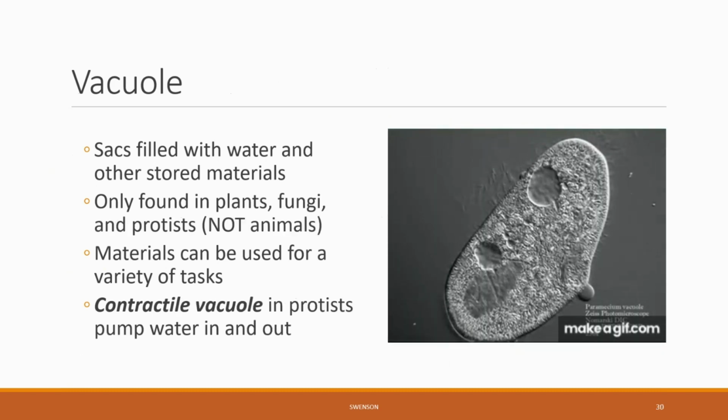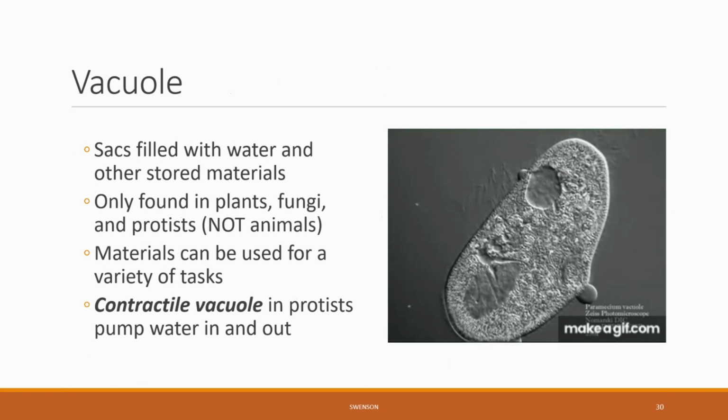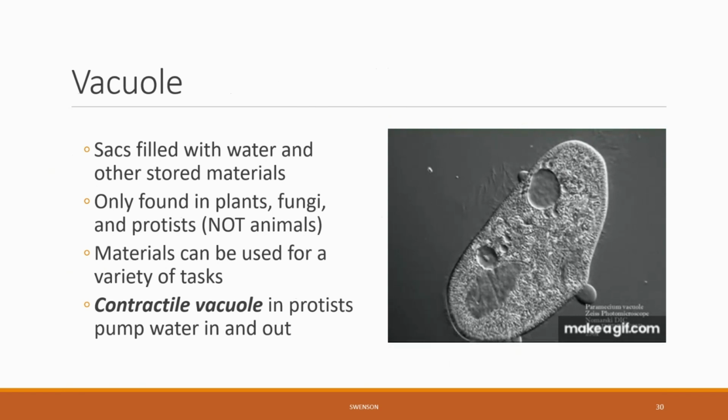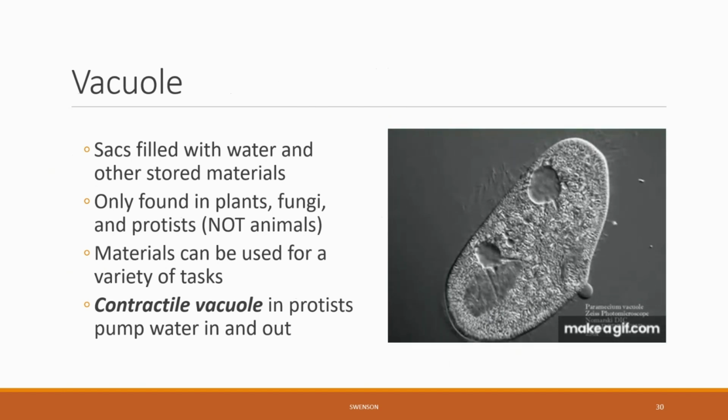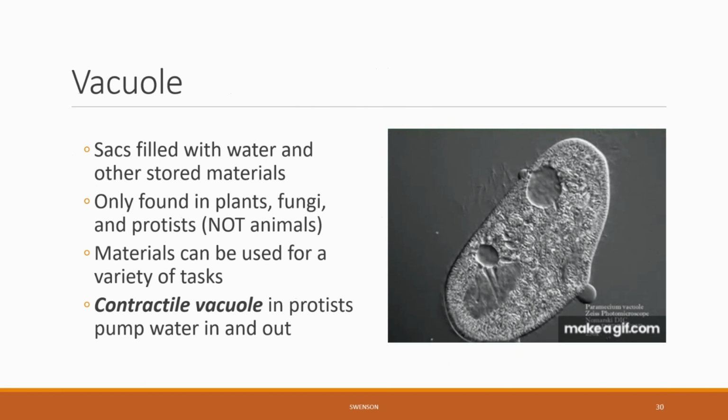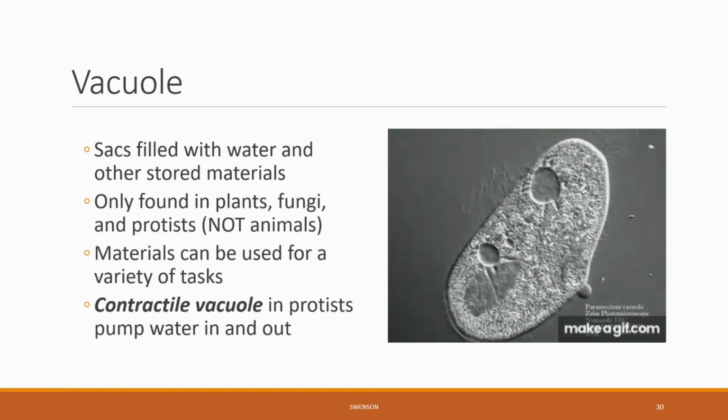And the contractile vacuole, which can be seen in this GIF here to the right, can pump water in and out and therefore regulates the amount of water in the cell in protists in response to environmental conditions outside of the cell.